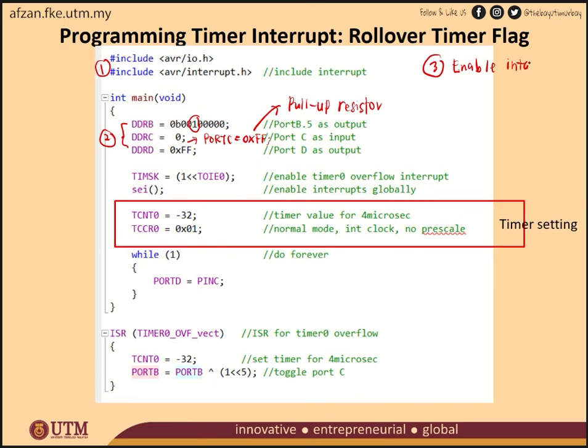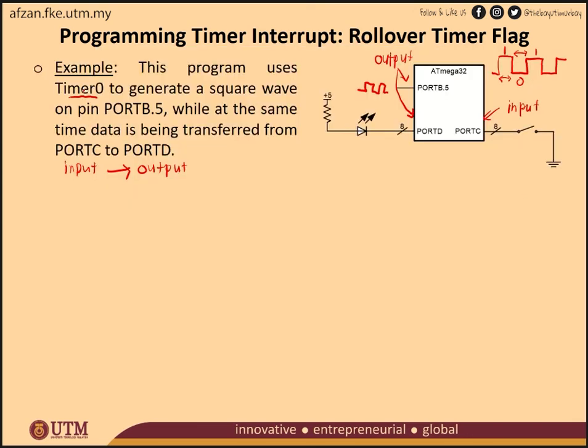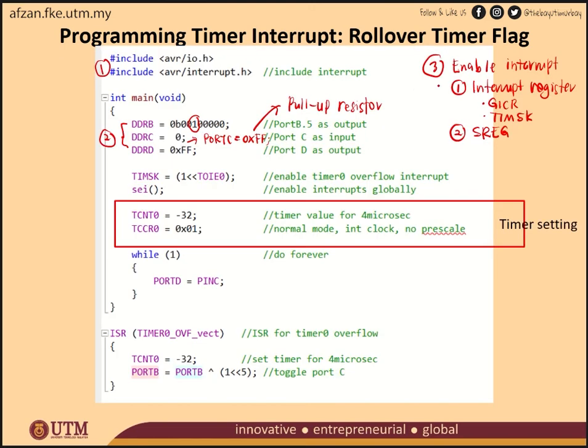interrupt. Okay, there are two locations that you need to enable the interrupt. One at your interrupt register, and the second one is at your status register. So for the interrupt register, you have two types of interrupt registers. One is at your GICR, the other one is at TIMSK. Since here we're going to use the timer overflow flag, in this example we are going to use timer 0. So timer 0, we need to enable at TIMSK. So that's why we put TIMSK equal to put 1 to TOIE0.